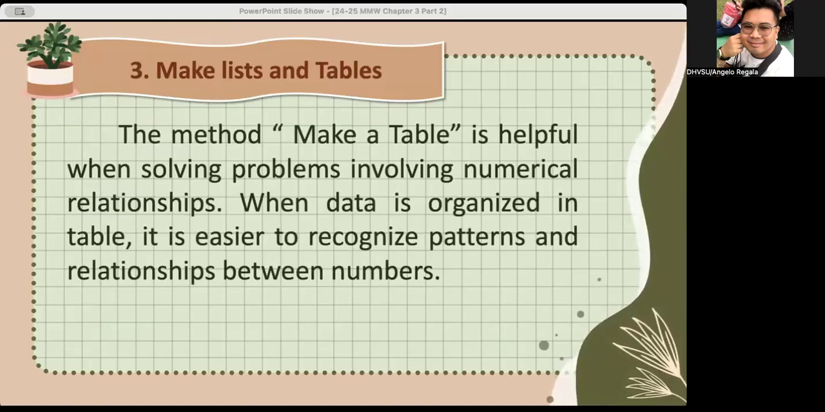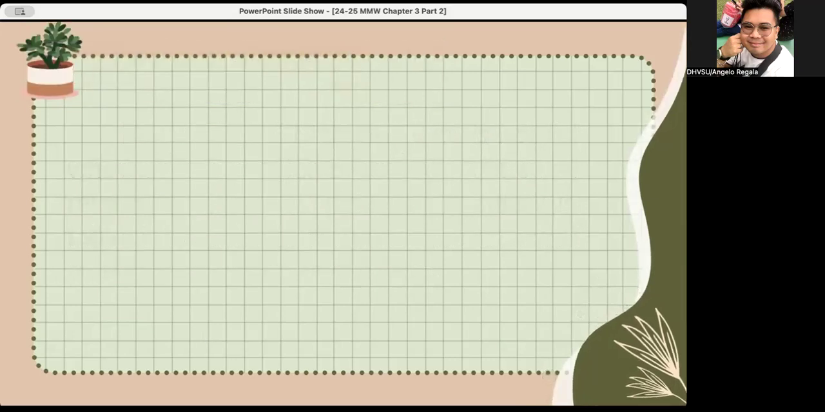Next one is making lists and tables. Okay? So the method, make a table, is helpful when solving problems involving numerical relationships. When data is organized in tables, mas madali nating maintindihan. Okay? Madali nating makita yung pattern and relationship ng mga numbers. So on the next example, we'll be using lists or tables.